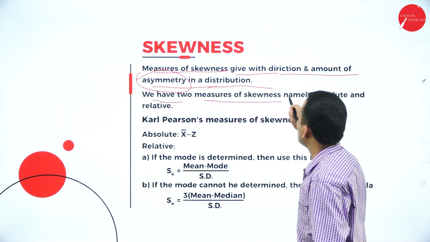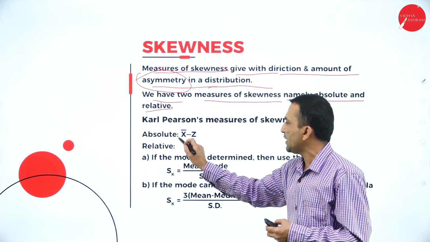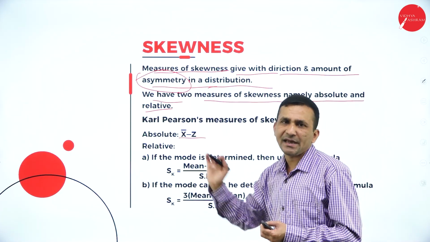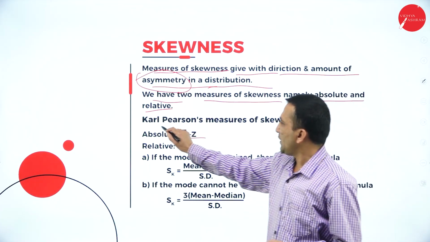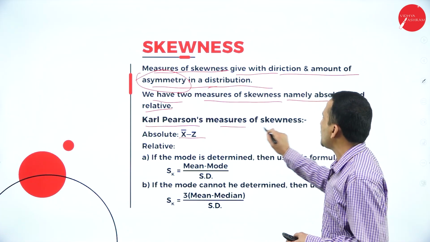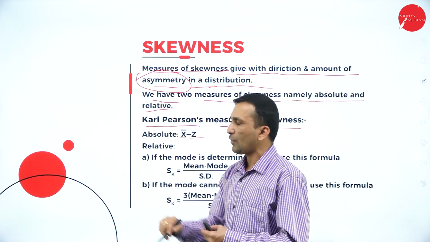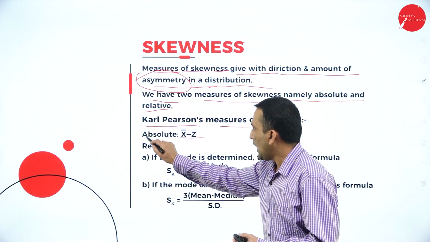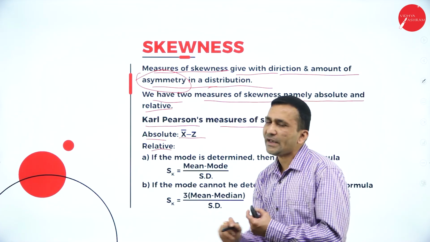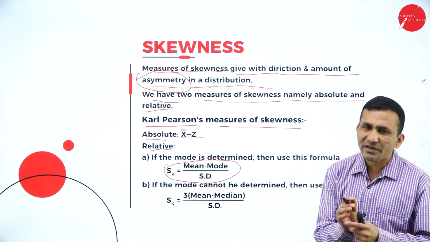We have two measures of skewness, namely absolute and relative. In the case of absolute, we are just writing x bar minus z, considering only the numerator. In today's class, my focus is only on the Karl Pearson measure of skewness. Why do we use skewness with the help of Karl Pearson? Absolute means we write x bar minus z, but in the relative case we depend completely on the formula. So there are two situations given.